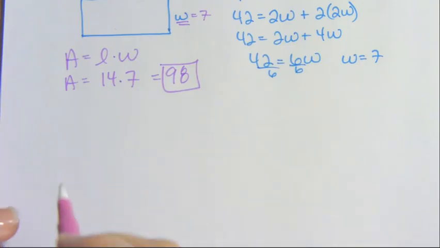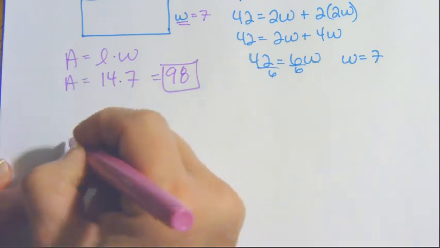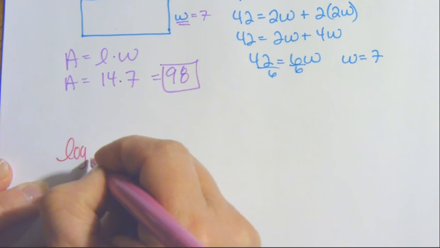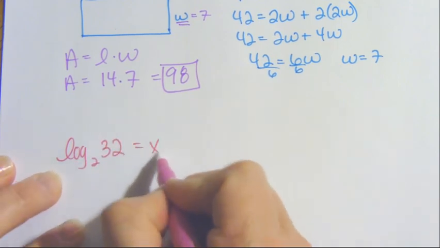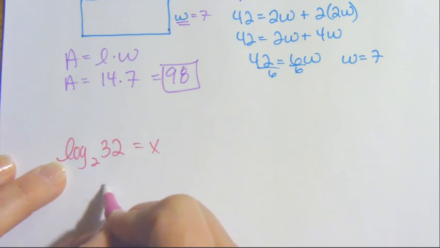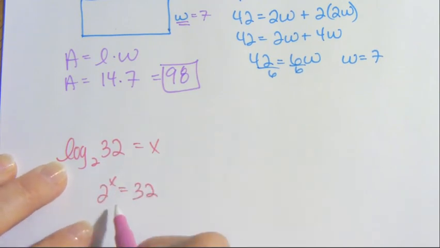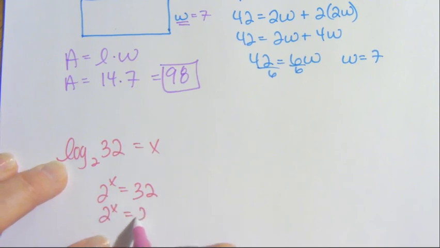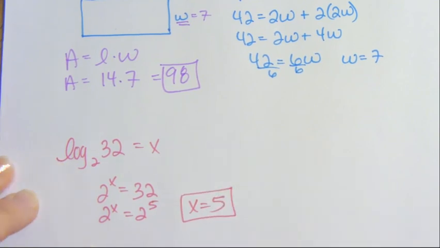All right, so the very last one is a log review that you have on there. So you guys were good at this when we did it in class. So I'm just going to make up one, log base 2 of 32. A lot of you guys like to set it equal to x. Then you would do 2 to the x power equals 32. Then you have to figure out 2 to what power is 32? It's 5. So then x is 5. One way to do that.